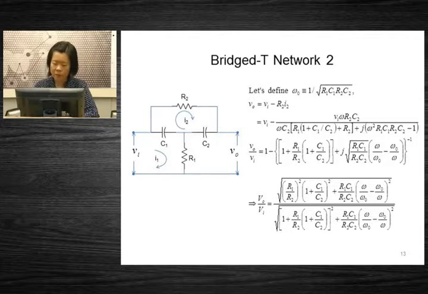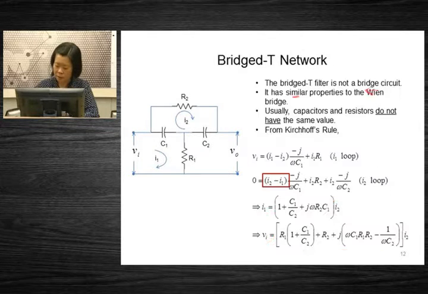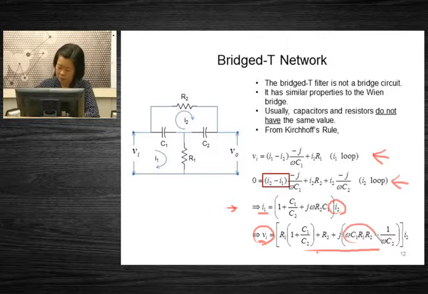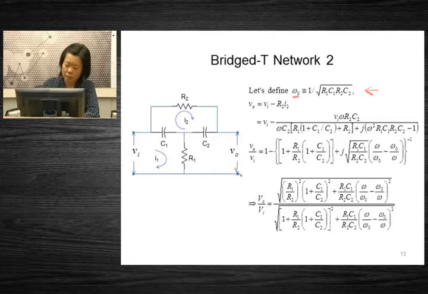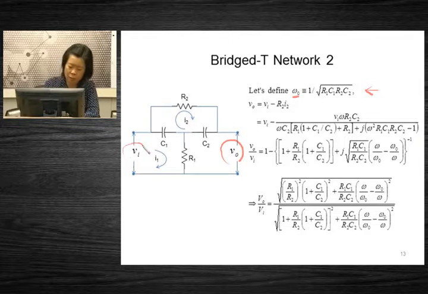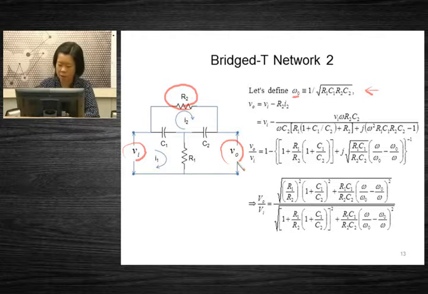Now, for simplicity, let's define frequency omega 0 as 1 over square root of R1, C1, R2, C2. Then we can rewrite this part in a simpler form. Now, let's look at the output voltage. Output voltage is input voltage minus R2, I2. So input voltage minus I2, R2 is output voltage.